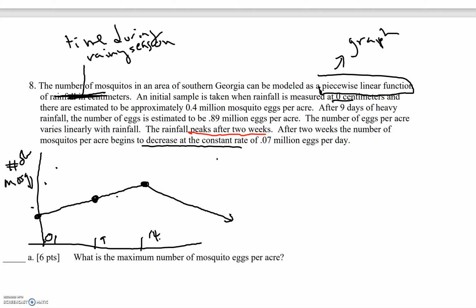And what points do I know? I know this point right here. It's (0, 0.4). And I know this point, it's (9, 0.89). I don't actually know this point, but what I do know is the rate for the second piece is negative 0.07. That's from right there. Okay, so my model, let's call it m of x, or rather m of t, for mosquitoes at time t. It's going to have two pieces.